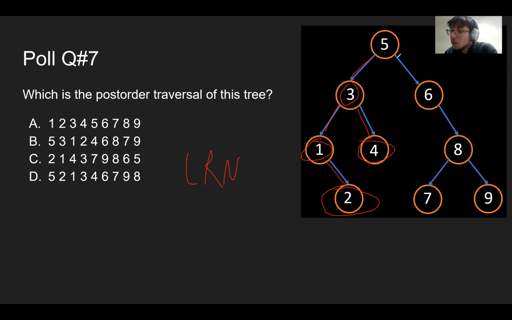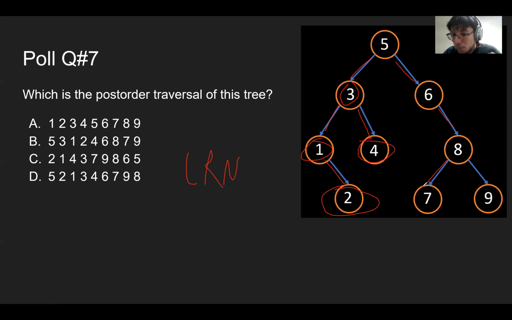Well, we haven't gone right yet, so we can't pick it up yet. So we have to go to 6. We can't go to 6 yet, right? Or we go to 6, right? We can't go left, so we have to go right. We go right before we pick up nodes. And then here, we can go left, so go left, right?